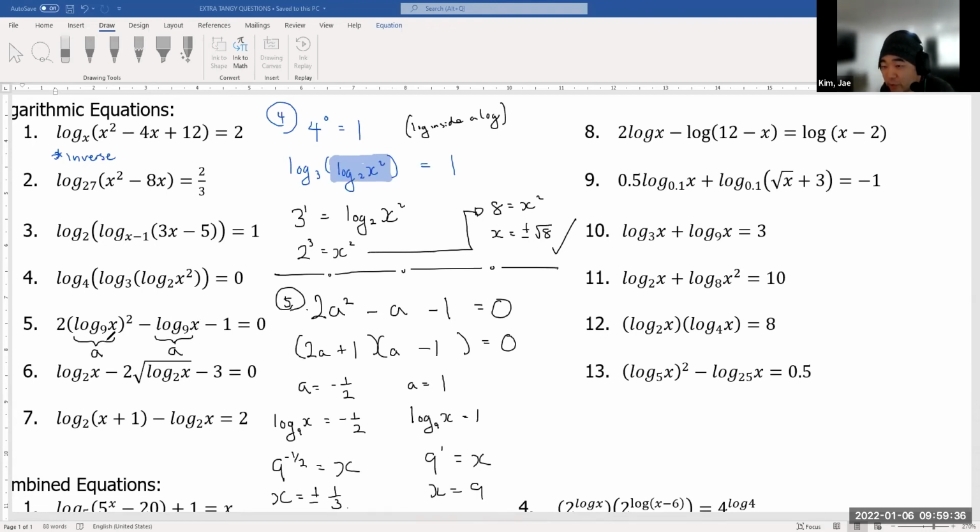But negative 1 over 3 can't be in there because that would be a log of a negative. So the negative is rejected. So it's just going to be positive 1 over 3.